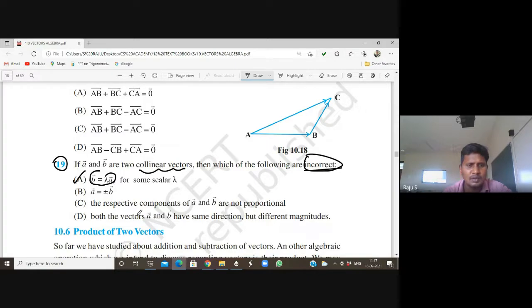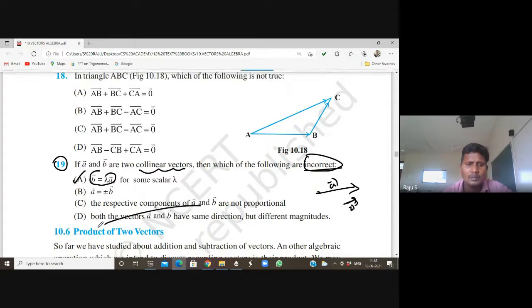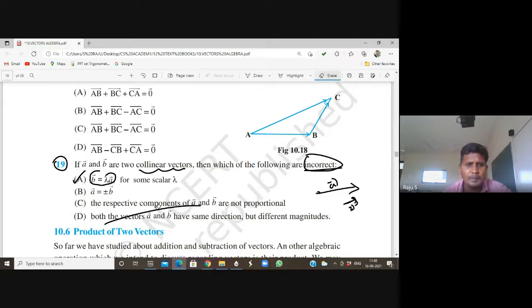And also, collinear nothing but both the vectors having same direction but different magnitude. Is it true, students? I'm telling opposite direction. Same direction or opposite? Same direction. This is vector A. This is vector B. Both will be same direction but different magnitude. Is it collinear? No problem. It may be collinear, but it should be parallel. Must be parallel.